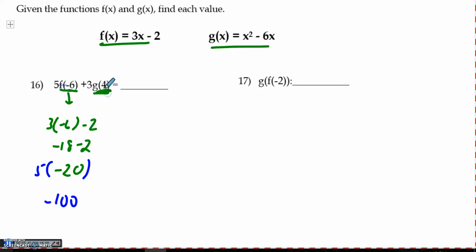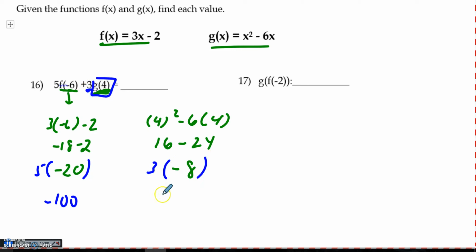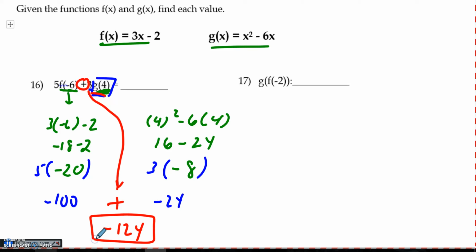Now the second part, if I take 4 and plug it into the g function, x squared minus 6 times x, this times x is 4. So we'd have 4 squared minus 6 times 4. I would simplify that and get 16 minus 24, which is really negative 8. But there's a 3 in front, which means that my answer I got for this needs to be multiplied by 3, so that's negative 24. Now I'm not done with this problem yet because it's telling me to add my two answers. So if I took the negative 100 plus negative 24, my final answer would be negative 124.